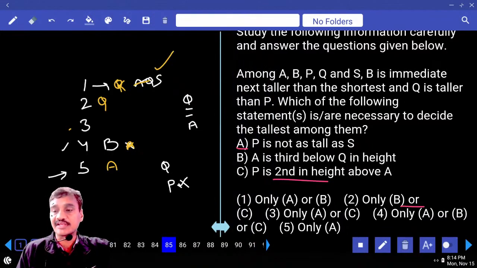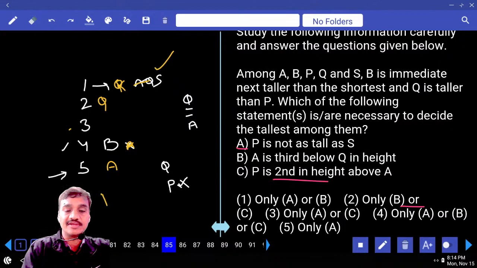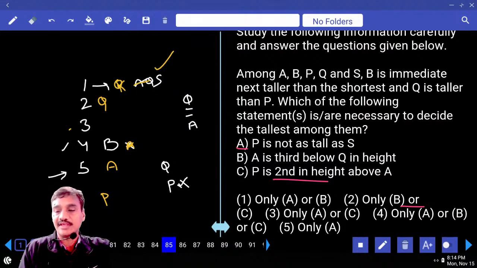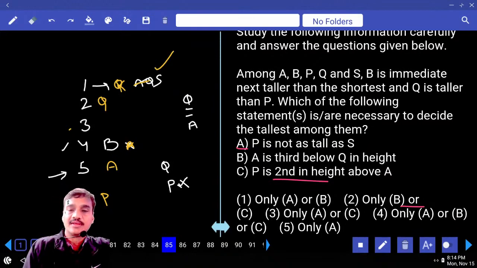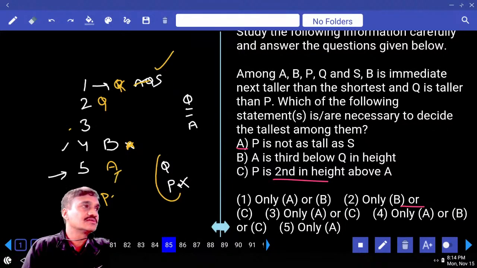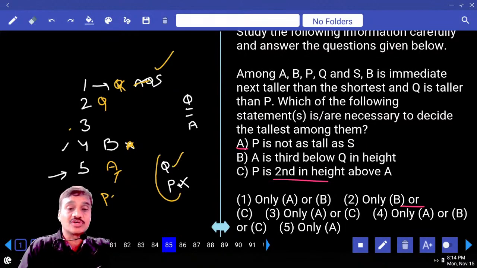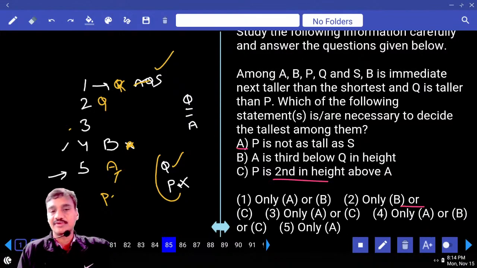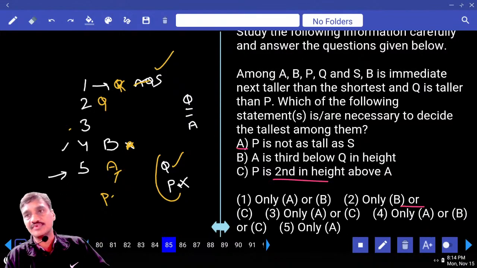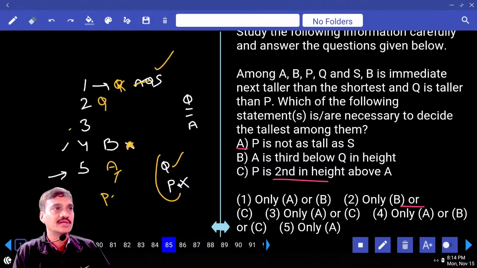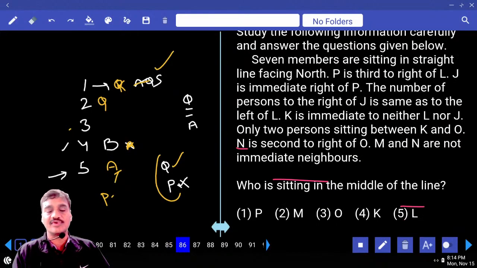అండ్ పి సెకండ్ ఇన్ హైట్ అబౌవ్ ఏ. ఏ కన్నా పైన పి ఉన్నాడు అని అన్నాడు. ఏ కన్నా పైన పి ఉన్నాడు అనుకుంటే పి సెకండ్ ఇన్ హైట్ అబౌవ్ ఏ. దెన్ యాజ్ పి సెకండ్ ఇన్ హైట్ అబౌవ్ ఏ, అప్పుడు ఏ అండ్ పి కెనాట్ బి ద టాలెస్ట్. ఎందుకు చెప్పండి? క్యూ ఈజ్ టాలర్ దాన్ పి కాబట్టి, isn't it? As Q is taller than P, then what is your answer here? C alone is sufficient. Hence, either 2 or 3, choice 2 is the answer, question number 85.